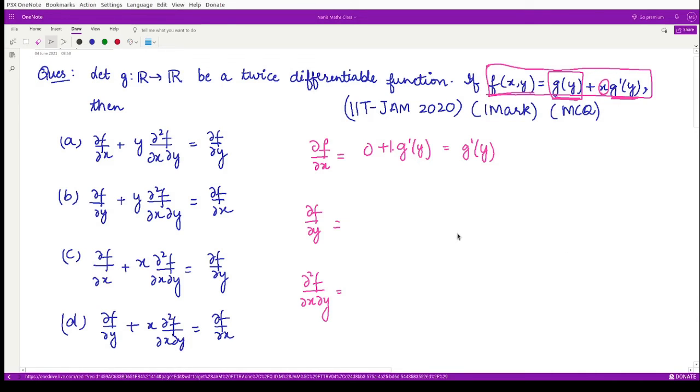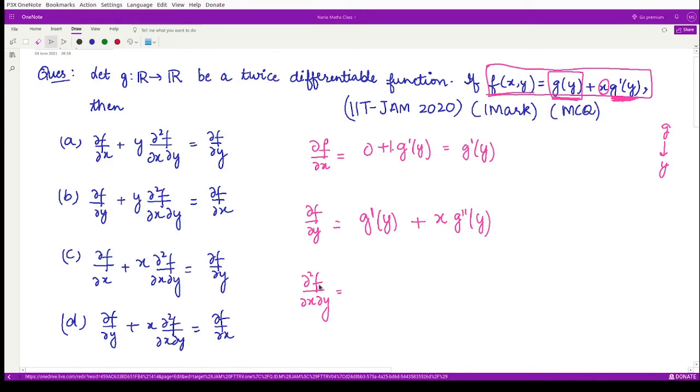So first of all we calculate the partial derivative of f with respect to y. It would be g dash y, because it is the complete derivative, since g is a function of y only. In the second term x would be as such, and then the derivative of g dash again with respect to y would be g double dash.